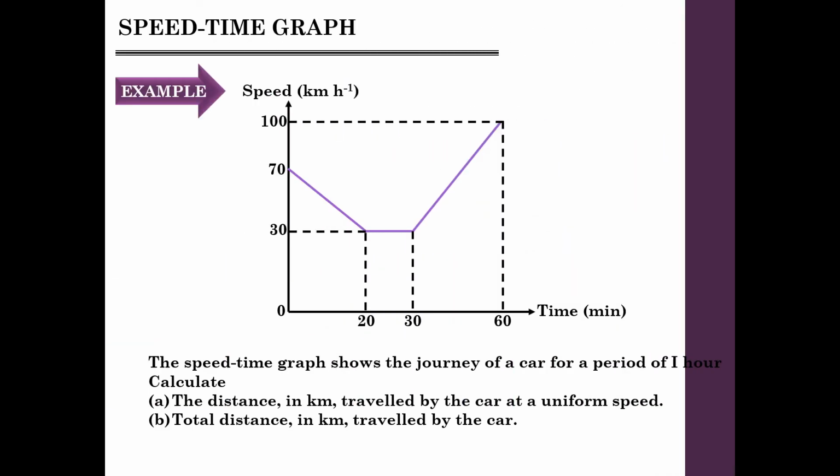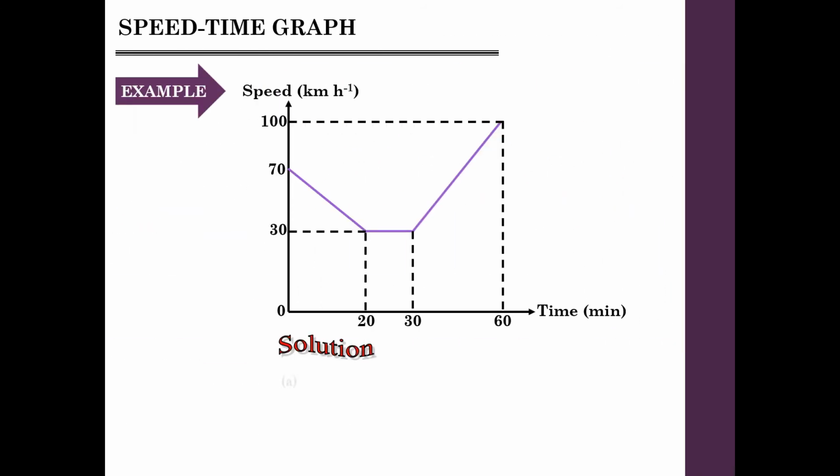Alright, so let's see some examples on the speed time graph questions. The speed time graph shows the journey of a car for a period of 1 hour. Now we are going to calculate the distance travelled by the car at uniform speed. And the second question asks us to find the total distance travelled by the car. So let's see. The first question asks us to find the distance travelled at uniform speed.